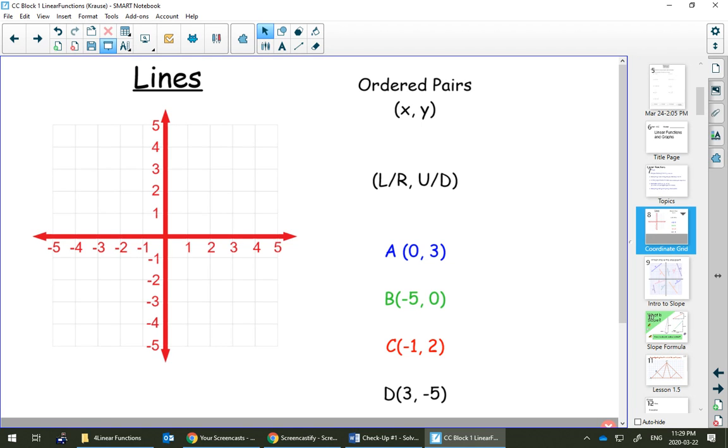So before we get started, we're going to be doing a lot with graphing, so it's important that you have a background or an understanding of how to plot on a Cartesian plane. So just a quick refresher from probably elementary or junior high. When we write ordered pairs, we always write x first and then y.